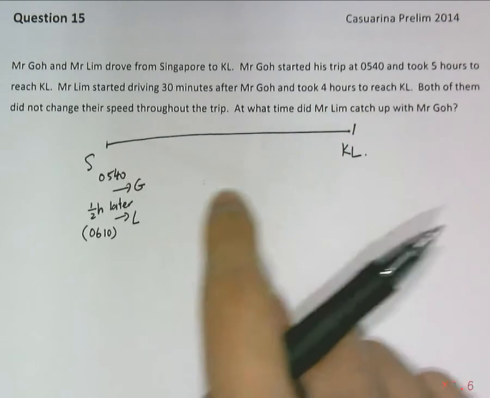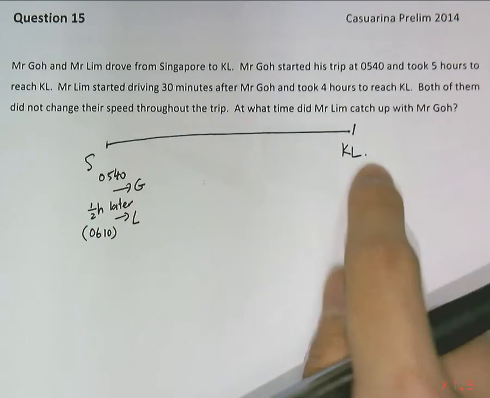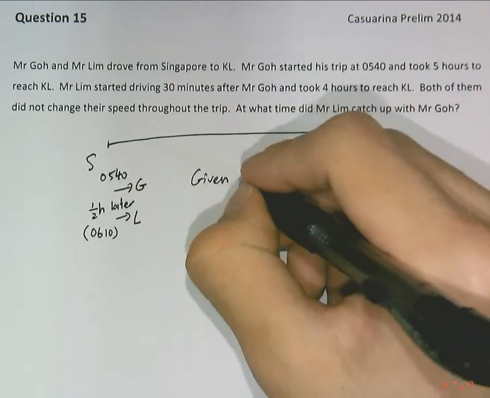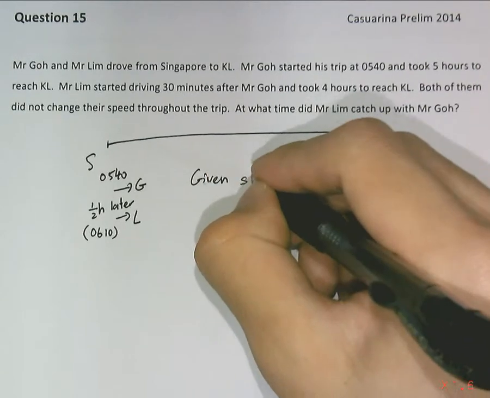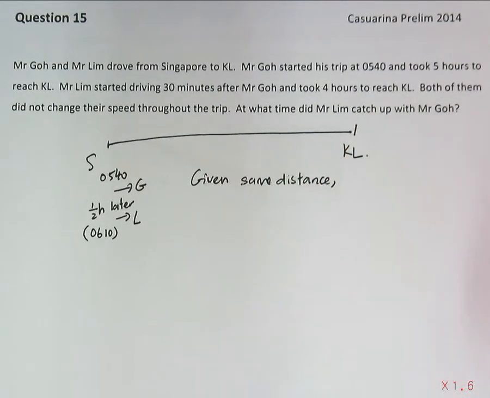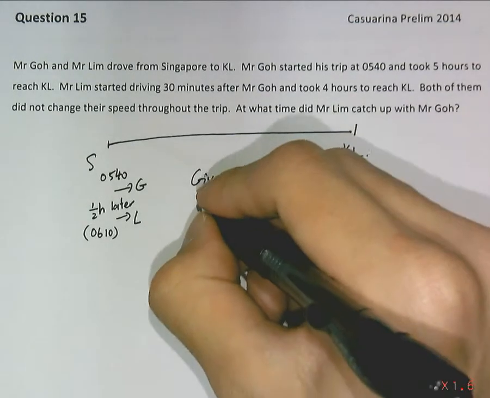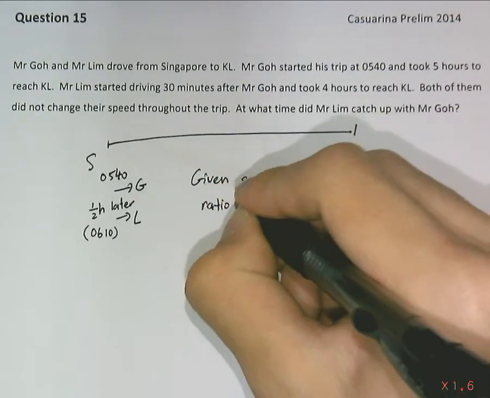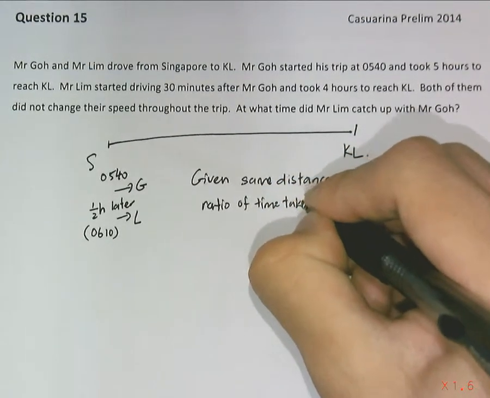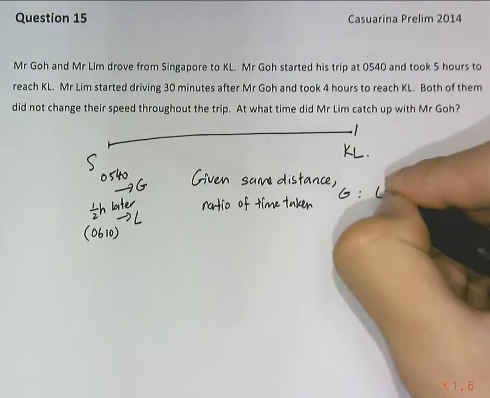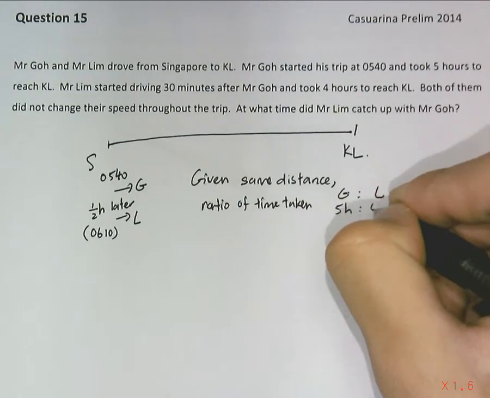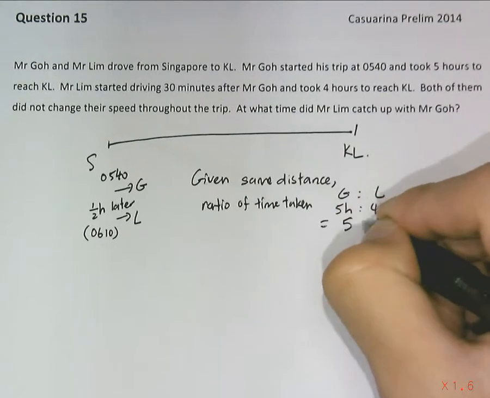So from here we can see that the distance is the same, right? So given same distance, this ratio of the timing for Mr. Goh to Mr. Lim would be 5 hours to 4 hours. You can simplify to 5 to 4.